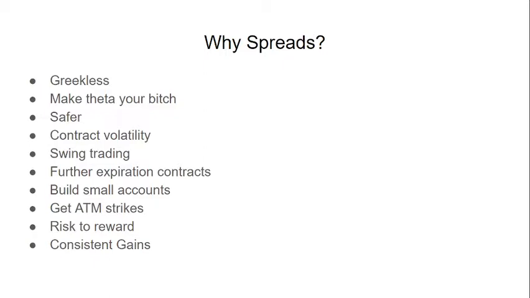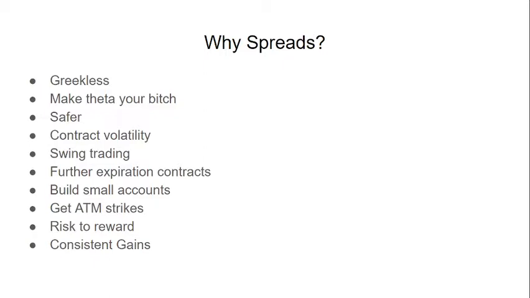Usually for debit spreads, I do about a 2-to-1 risk to reward. You're risking 1, you're trying to get 2. And then for credit spreads, it's a little different. I have a formula that I use. I'm not going to explain that right now, but the probability of profit makes it worth the risk to reward for credit spreads. And spreads are great for consistent gains.